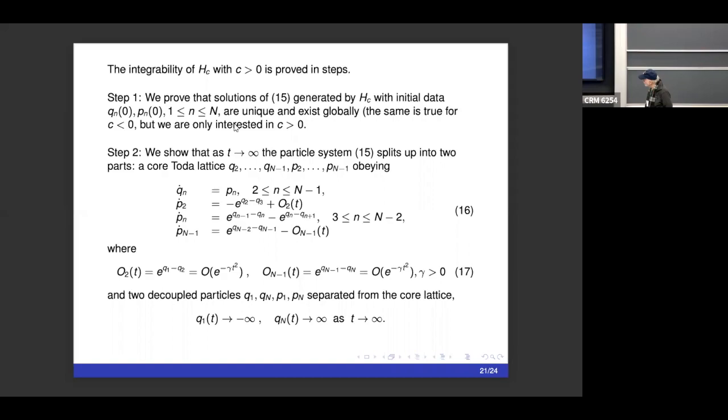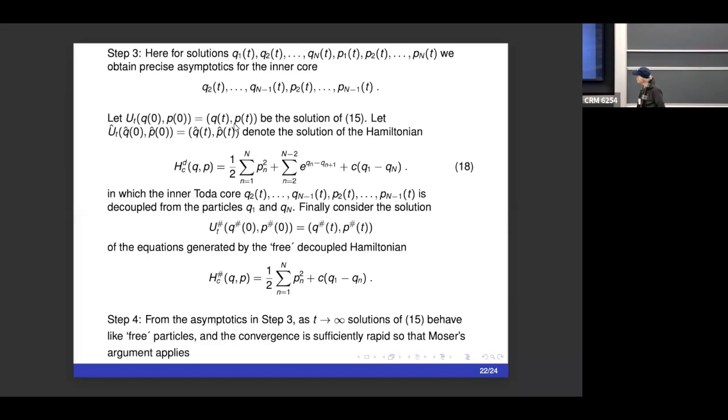And the key technical thing is to show that O(t) is decaying super exponentially. So the system is pulling away. These two particles, 1 and n, are pulling away. And so we have here a system of core lattice up to some small error and two decoupled particles separating from the core. So that is what one has to do. Step three is here for solutions. We obtain precise asymptotics for the inner core.